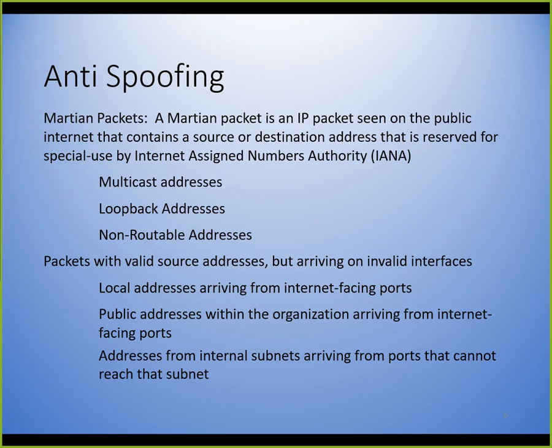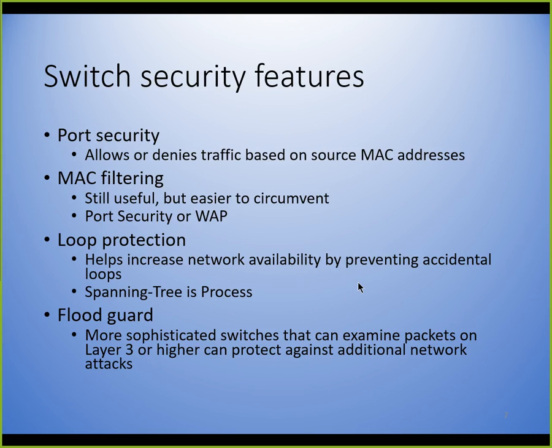Shouldn't be there. Private addresses within the organization arriving from the internet ports, not public addresses, because public addresses should be arriving on the internet ports. And then addresses from the internal subnets arriving from ports that can't reach that subnet. They're not supposed to be able to get there. So the access control list filters those types of actions also.